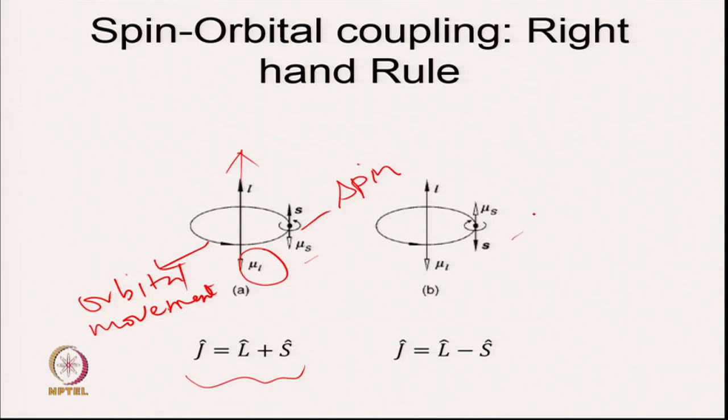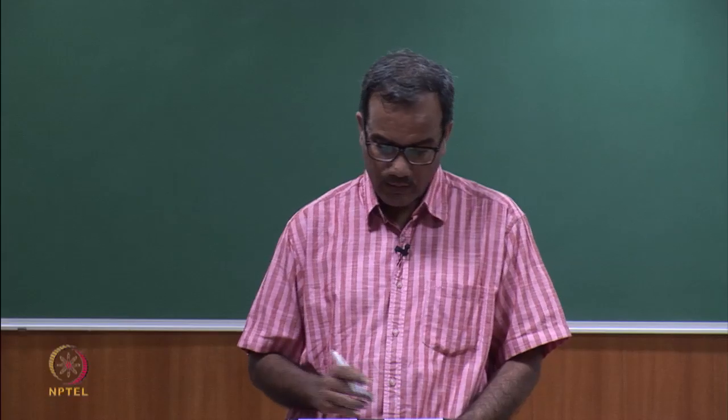Now, take the opposite case, the electron is moving in the orbital in an anti-clockwise fashion, where spinning is in a clockwise direction. In that case, mu L will be down and the direction of mu s will be up, and so your J will be L minus S, and that is why splitting.